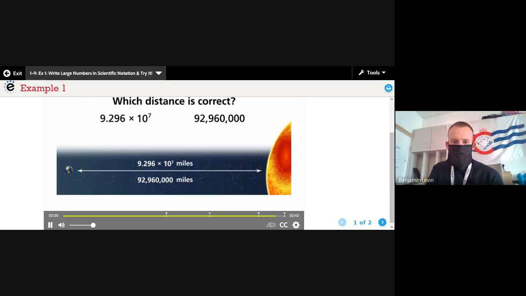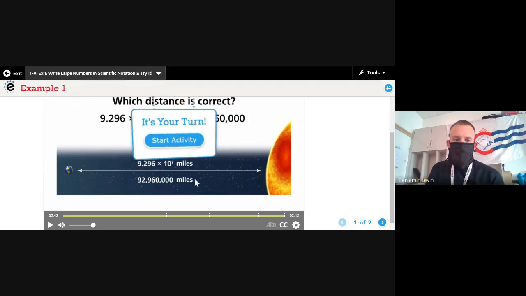Both of Luis's numbers for the distance between Earth and the Sun represent the same distance. There you go. So those two numbers represent the same distance, right? This number right here and times 10 to the 7th represent the same thing. Erase this. Get rid of that.